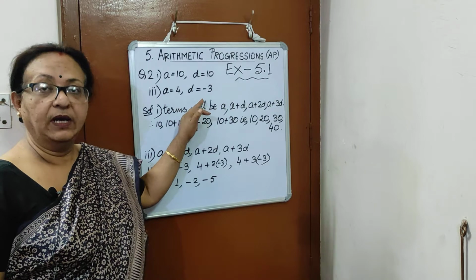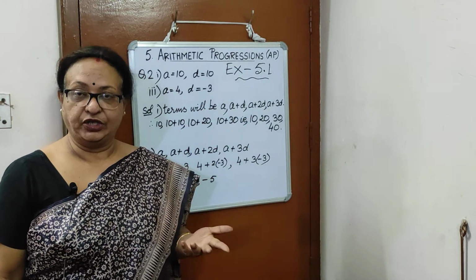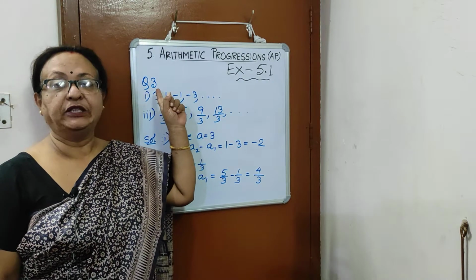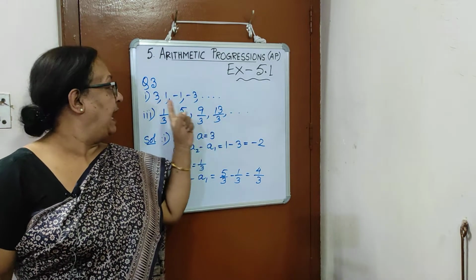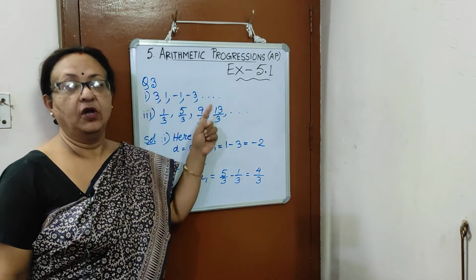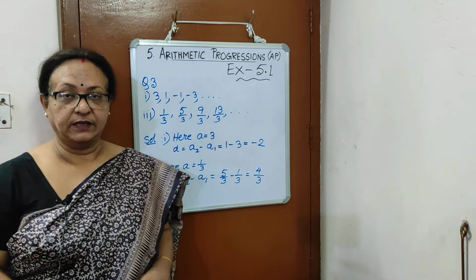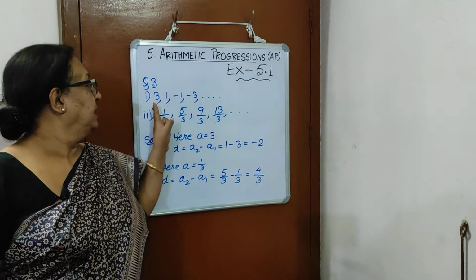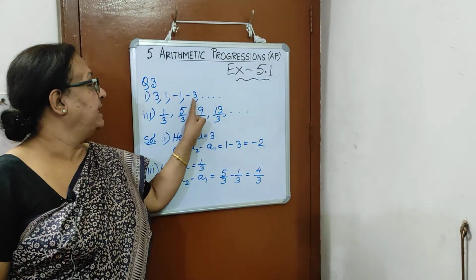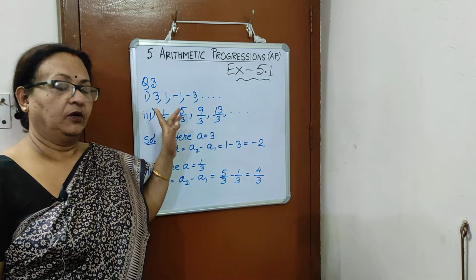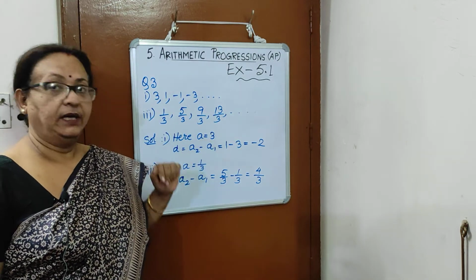Okay. Now, let us see another question. Next, children, see question number 3. What is given? An AP is given. What you have to do? You have to write the first term and the common difference. Now, see the first one: 3, 1, minus 1, minus 3, and so on. What is the first term? It's 3. Okay, fine. a is 3.